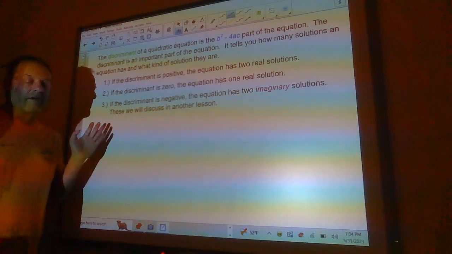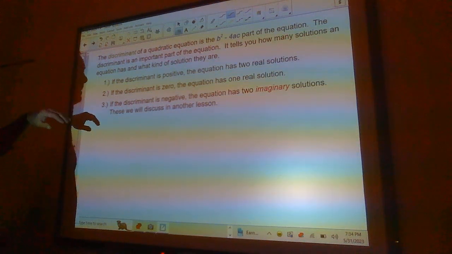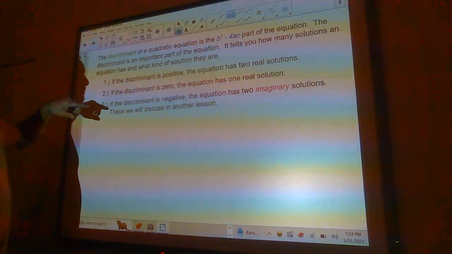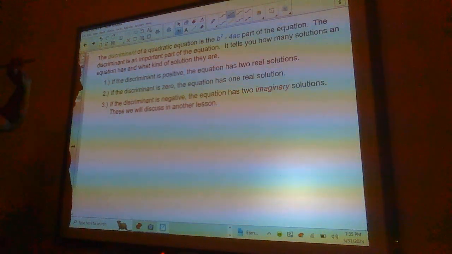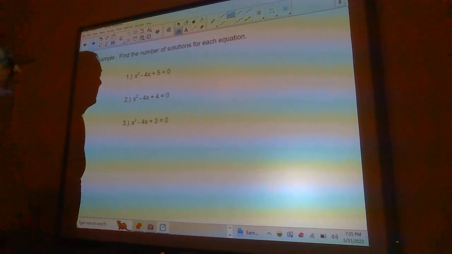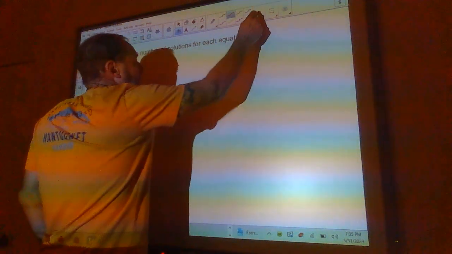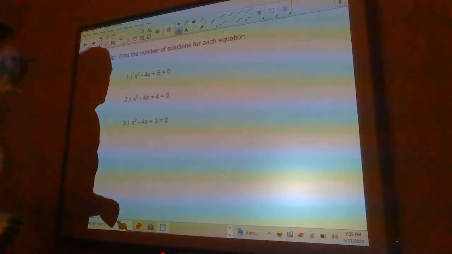Now, we're not going to talk about imaginary numbers today, but that's coming up. So that'll be the next lesson, I think. So we're just going to worry about when they're positive or 0 right now. Okay, so find the number of solutions for each equation.